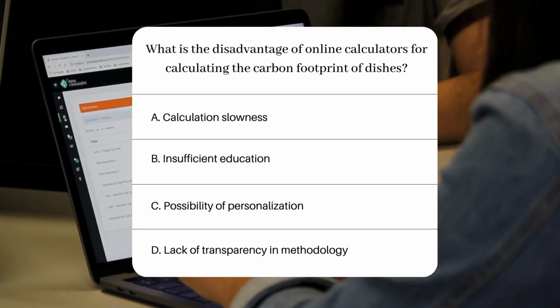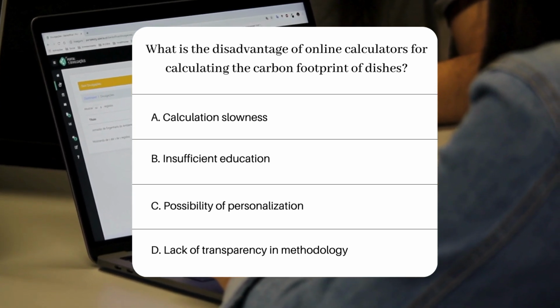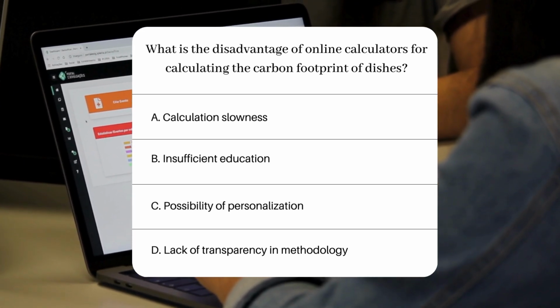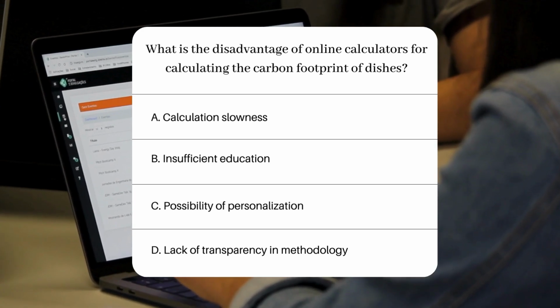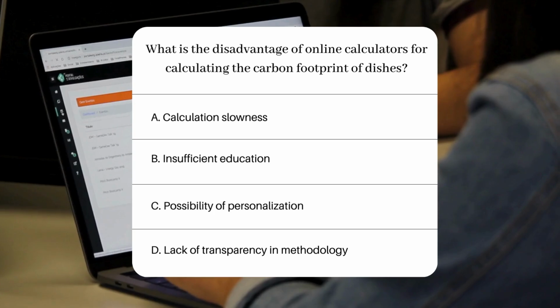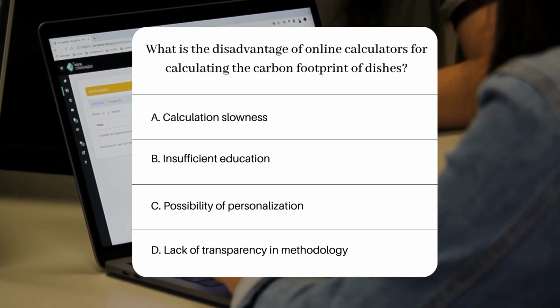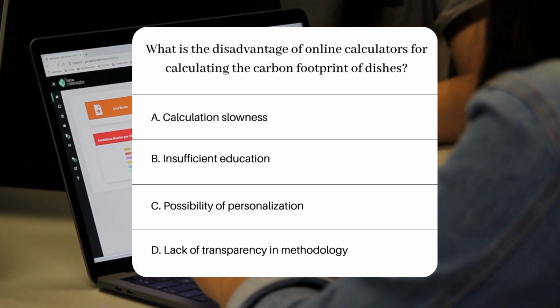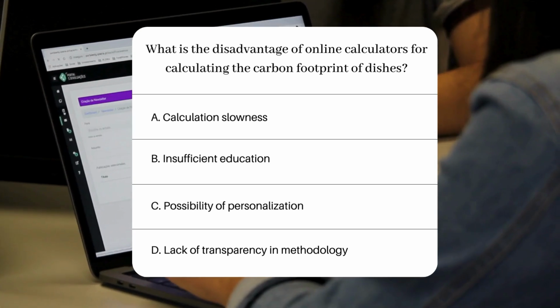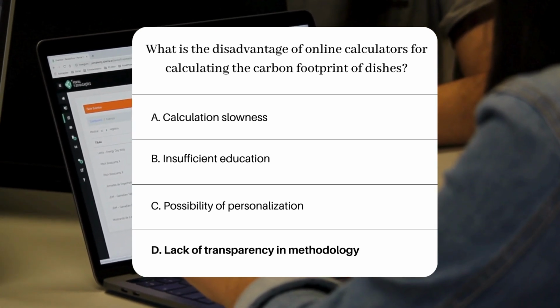What is the disadvantage of online calculations for calculating the carbon footprint of dishes? A. Calculation slowness. B. Insufficient education. C. Possibility of personalization. D. Lack of transparency in methodology. D. Lack of transparency in methodology.